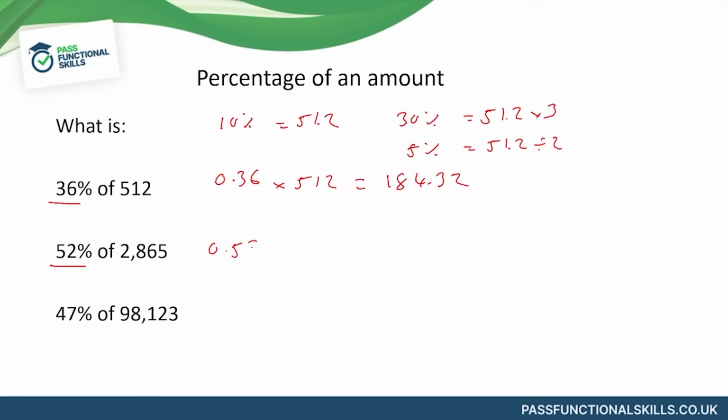What is the multiplier for 52%? Well, 0.52 times 2865. I'm not even going to bother working out the answer, because the crucial thing is, do you know what to type into a calculator? 47%, the multiplier is 0.47, so we're going to multiply that by 98123 to get an answer.